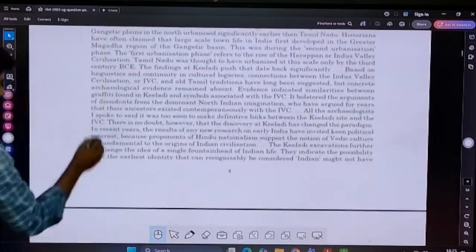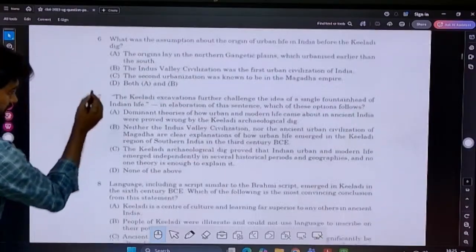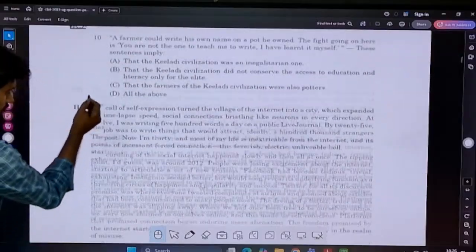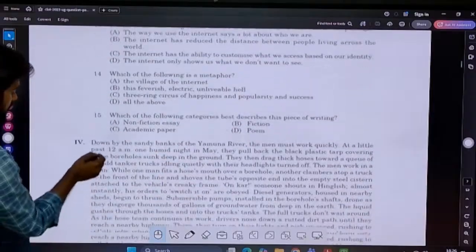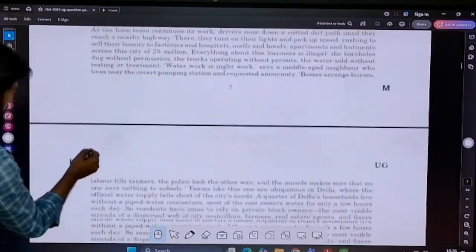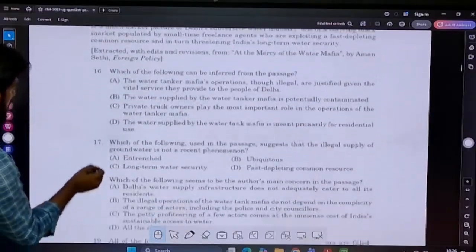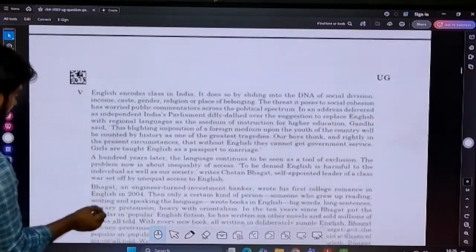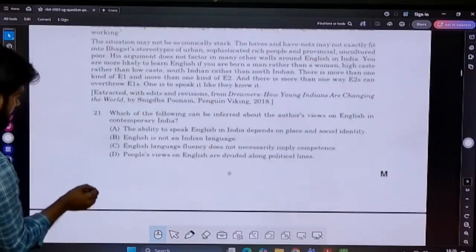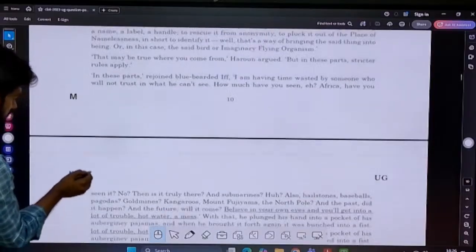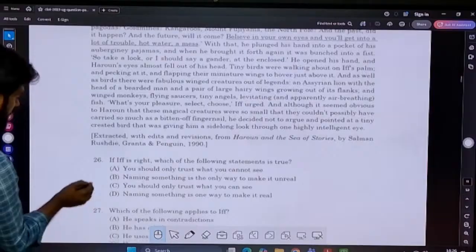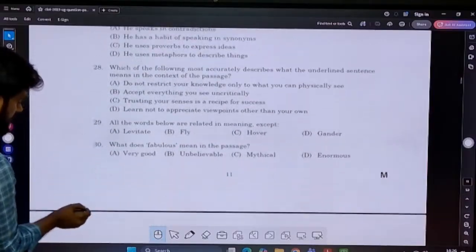So this is with respect to the comprehensions. Totally you'll have somewhere around 6 passages, because every passage will have 5 questions each.